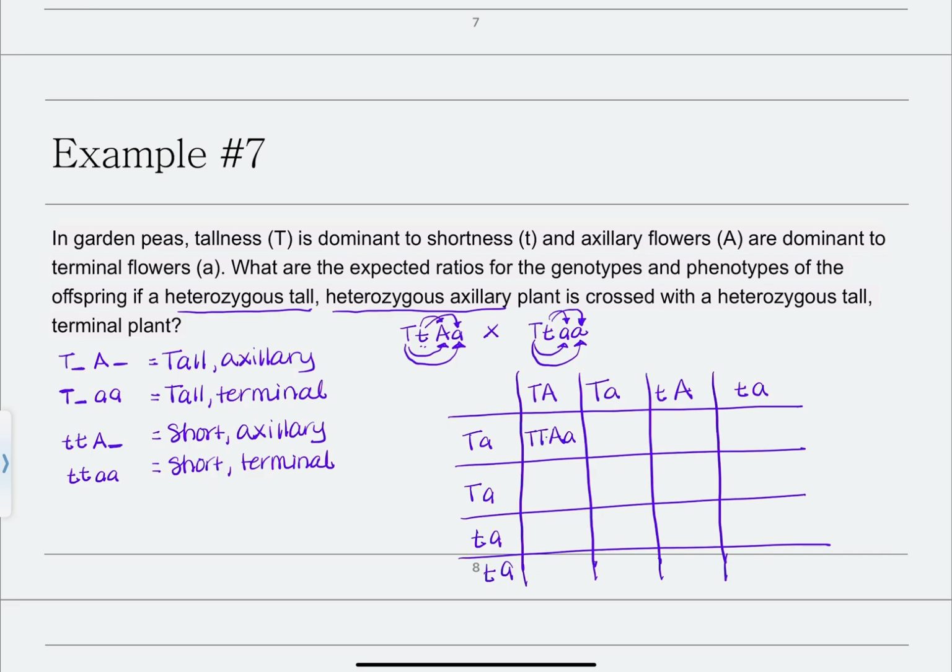Again, when you're writing these, the capital letter always goes first. Keep the same trait going first and the same trait going second. Don't start writing A's first and then T's and then some capitals and lowercase. Always write capital first and keep the same trait first. If you wanted to, you could have reversed this and written your flower type first and then your height second, but I'm just setting it up the way I did. Okay, so then we keep filling in our boxes of possible combinations.